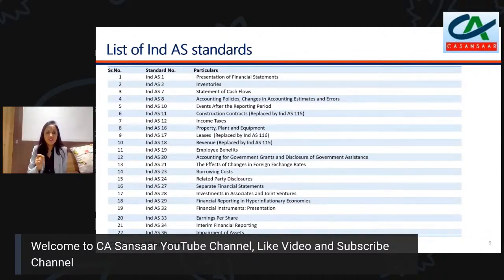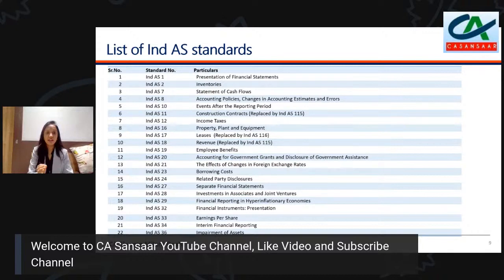Then, friends, there is a standard called Ind AS 17, which is leases. This standard was very much similar to our Indian GAAP standard, but subsequently, this standard has been replaced by Ind AS 116 leases. And when you compare the accounting given under Ind AS 116 vis-a-vis the corresponding AS 17, the corresponding AS in the Indian GAAP, there are many differences under these standards. So there is a complete change in the way in which the leases are accounted.